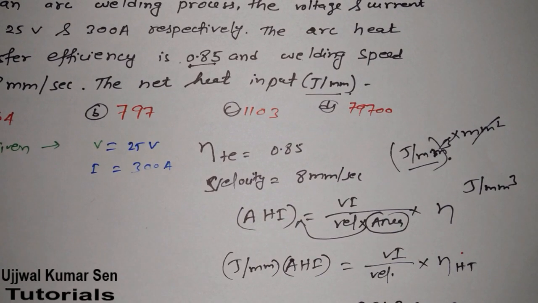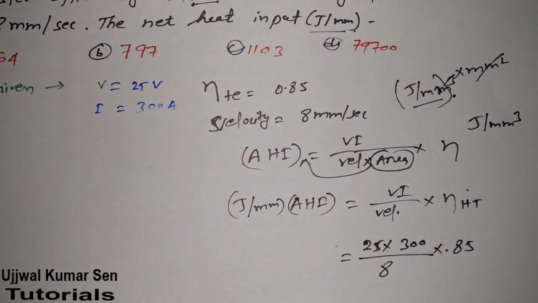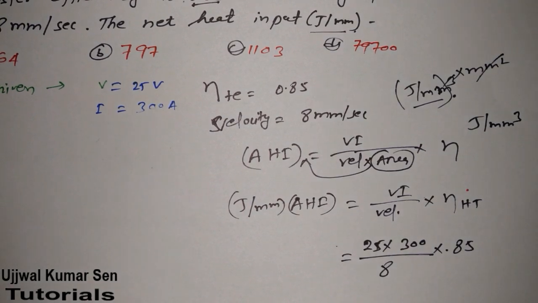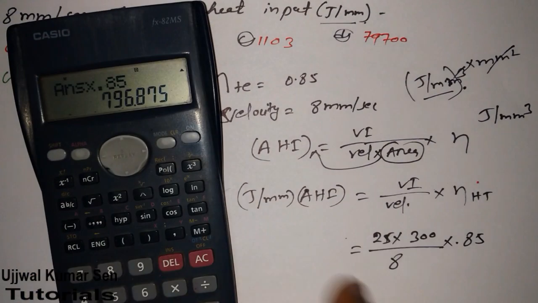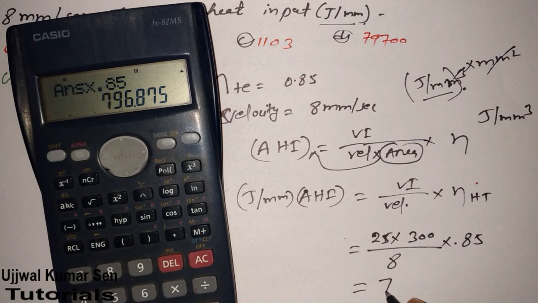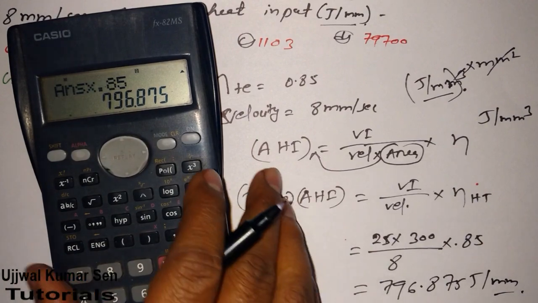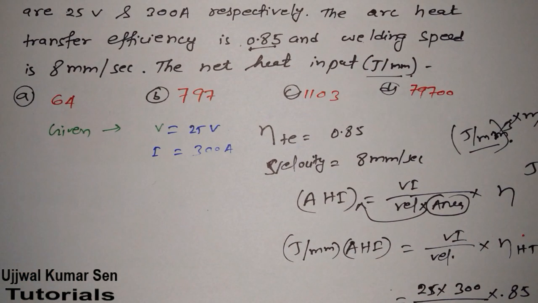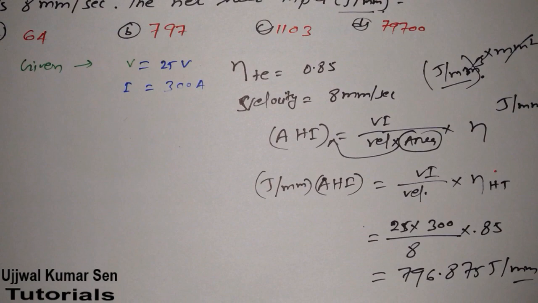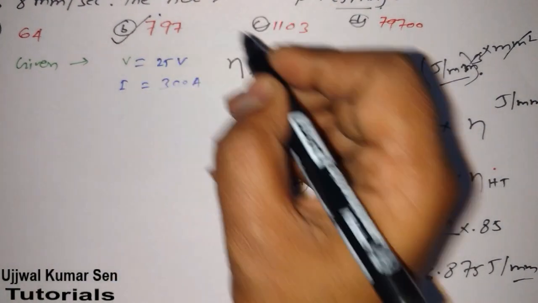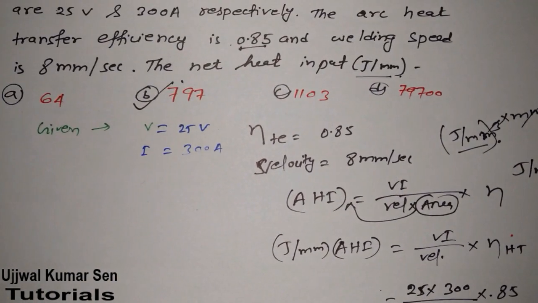Now what we require to solve the problem is a calculator, right? So I have a calculator right now. Now divide by 8, multiply 0.85. The answer is coming here, and the answer is absolutely right: 796.875 joule per mm. Now I'll see which option we have given is most accurate or nearby, that is B. So the answer for this question is B.